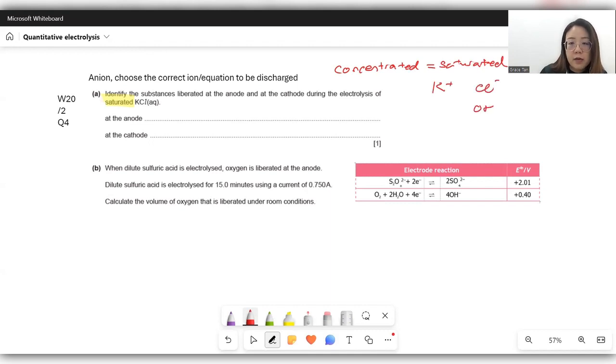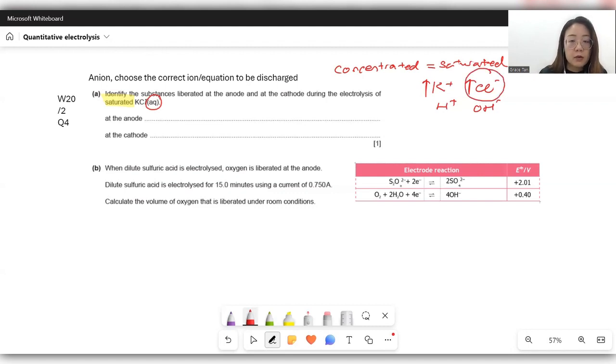And you have hydroxide and you have H+. Where did I know to put H+ and OH-? It's because they use aqueous. So now you have two cations competing for the cathode and two anions competing for the anode. Now when you say saturated, it means you have high concentration of K+ and high concentration of Cl-. So when we play with saturated, we will pick the more concentrated anion with higher concentration to be discharged.